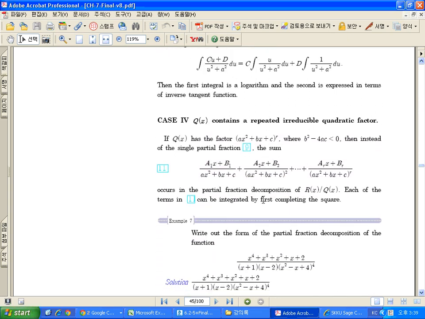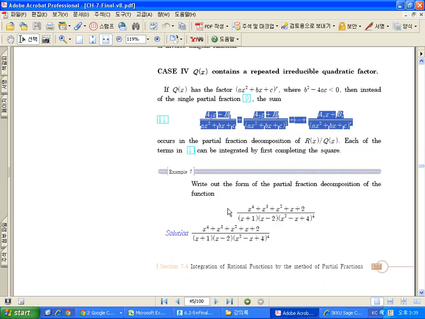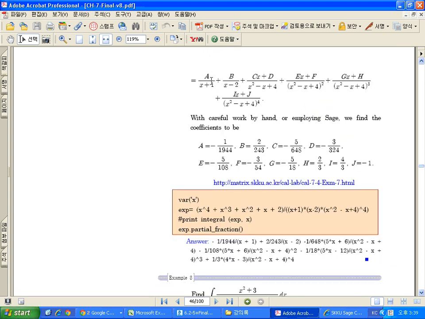And case 4, when Q of x contains repeated irreducible quadratic factors like this, where b squared minus 4ac is less than 0, then this should be written in this way to be partially factored. For example, if you have a function like this, then it should be set like this to have a partial fraction of the given function.